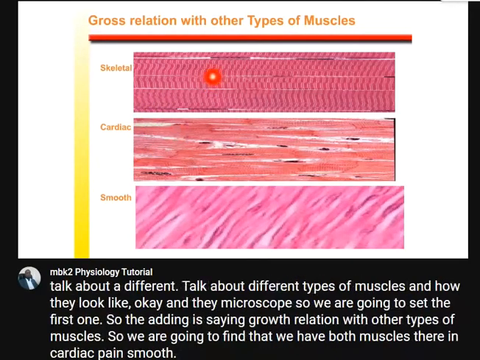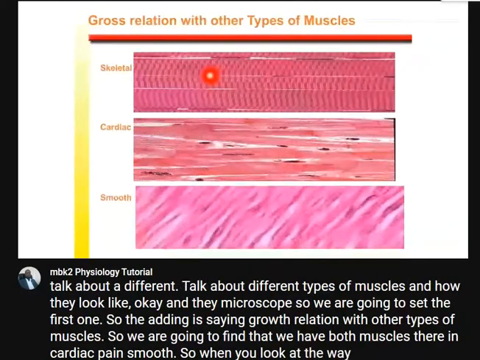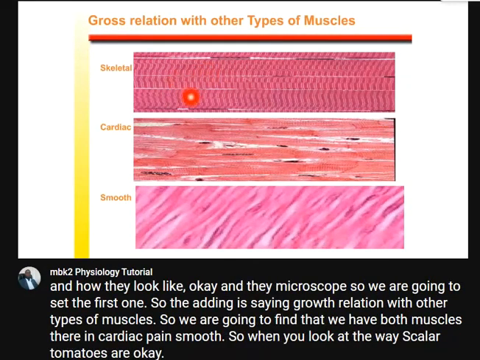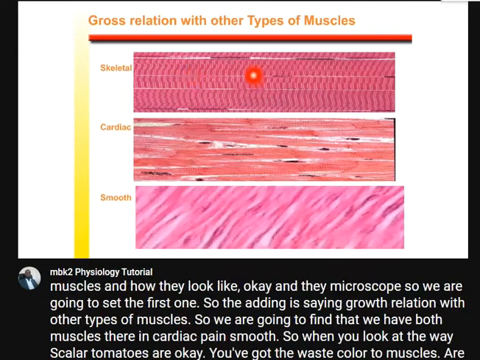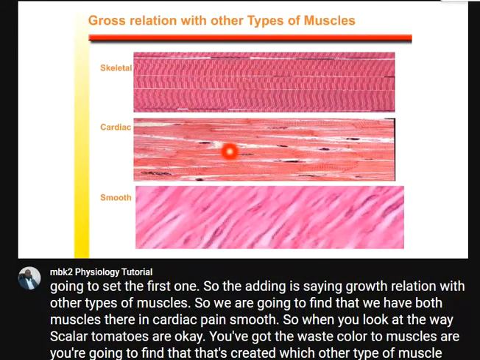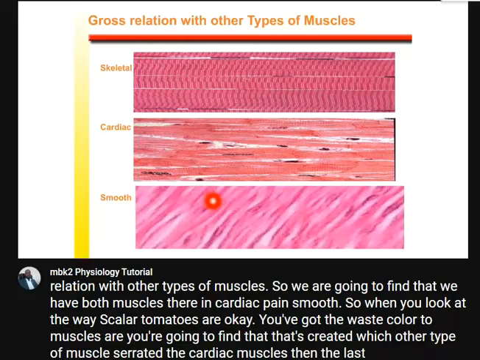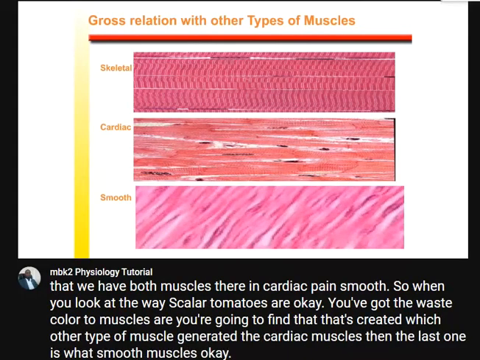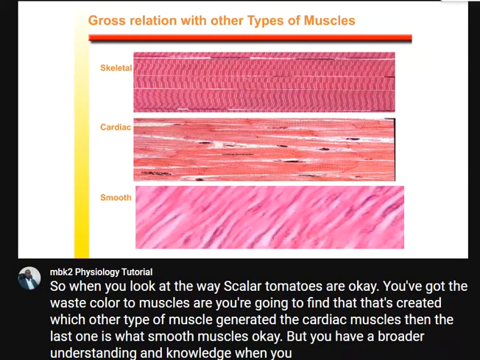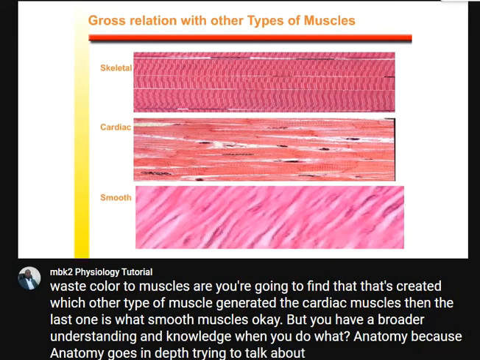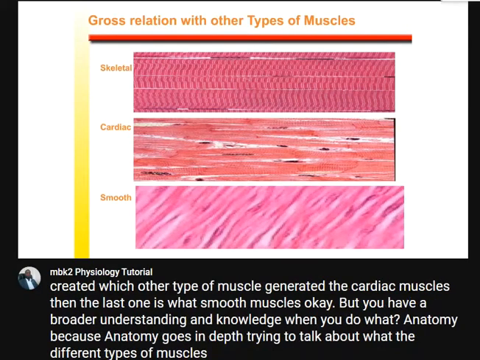When you look at the way skeletal muscles are, you're going to find that they're striated. Which other type of muscle is striated? The cardiac muscles. Then the last one is smooth muscles. But you have a broader understanding and knowledge when you do anatomy, because anatomy goes in depth, talking about the different types of muscles, their structure, their histology, and so on.